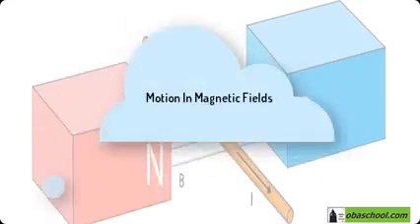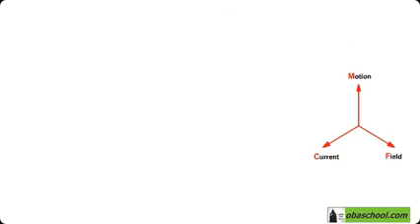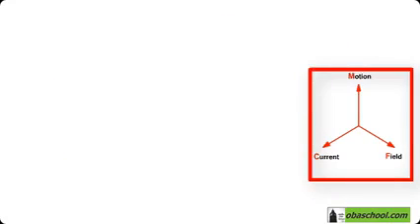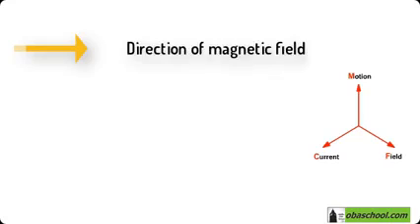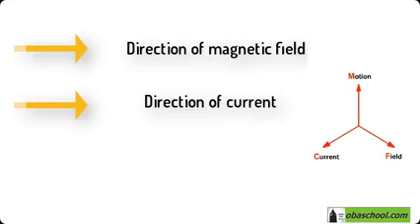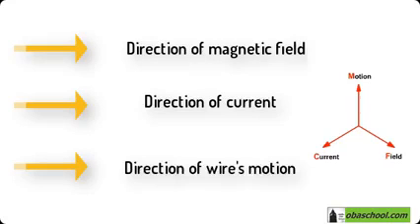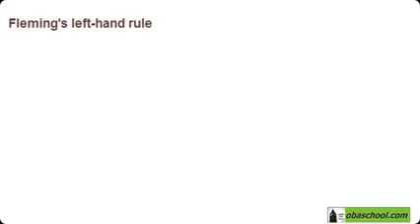Hi, in this video, we're going to continue our chapter, Motion in Magnetic Fields. So we've considered three main directions: the direction of magnetic field, the direction of current, and the direction of wire's motion. And in order to find any of these, we have to use Fleming's left-hand rule.